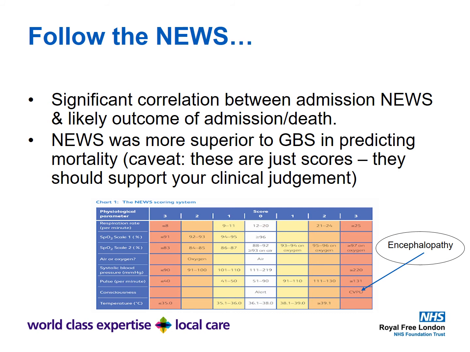Particularly, you can see I've put the NEWS2 chart on there, and you'll notice that I've drawn your particular attention to consciousness, where you've got the C for confusion. Patients who have chronic liver disease may well present with GI bleeding and encephalopathy, where they can have just mild confusion all the way through to a coma.